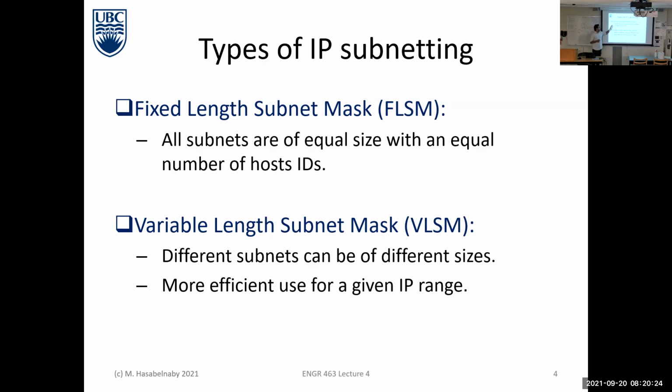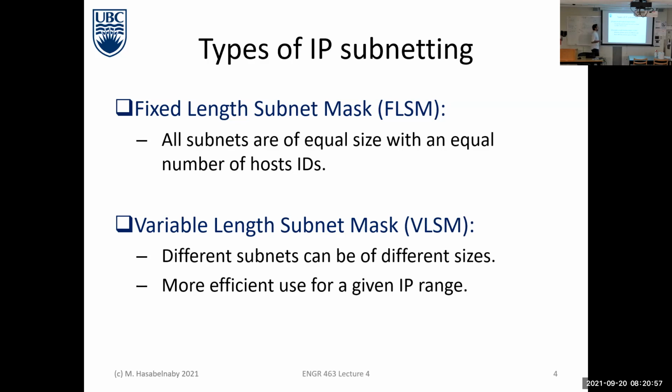So for fixed length, it will allocate an equal number of IP addresses for each subnetwork in your main network. But this is not efficient. So in this example, the number of IP addresses allocated to this network that has 20 devices will be the same as the number allocated to this network that has only 10 devices. This is not efficient.